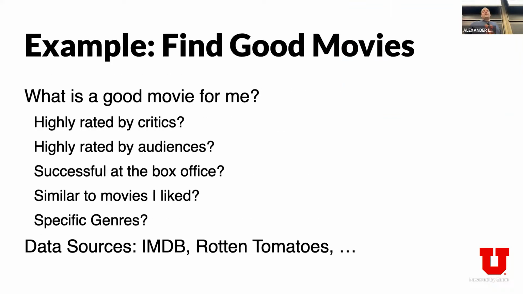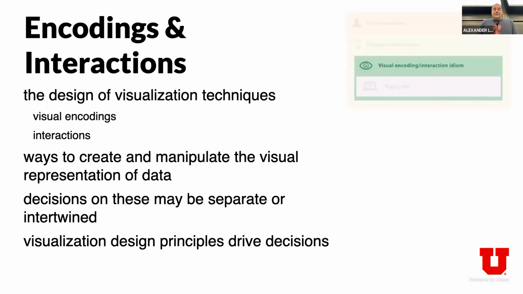And so if we go back to our find good movies example, we have to ask the question, what is a good movie for me? Is it highly rated by critics? Is it highly rated by audiences? Is it successful at the box office? Is it similar to movies I liked? Is it only in specific genres? And then if I have figured all of this out, I can start thinking about where I get this data from, right? I can scrape IMDb, I can scrape or use the API for Rotten Tomatoes and download these data items to start to tackle this problem.